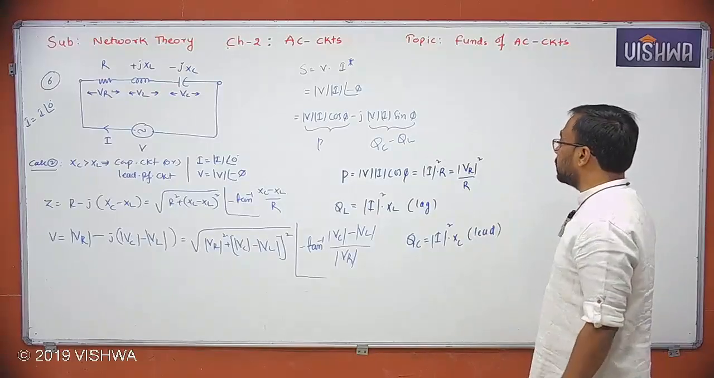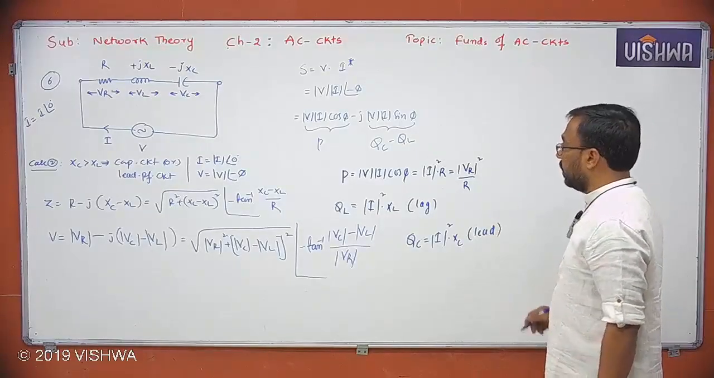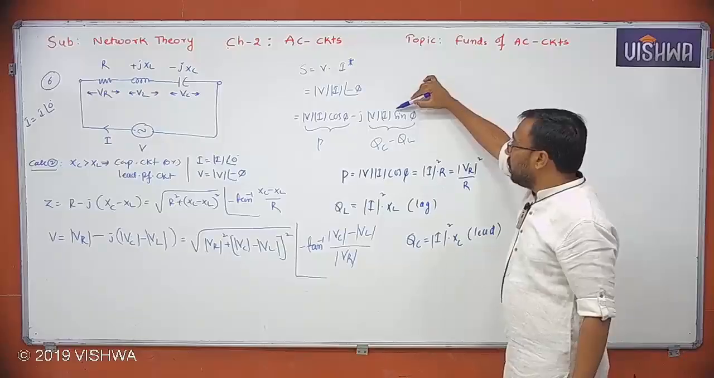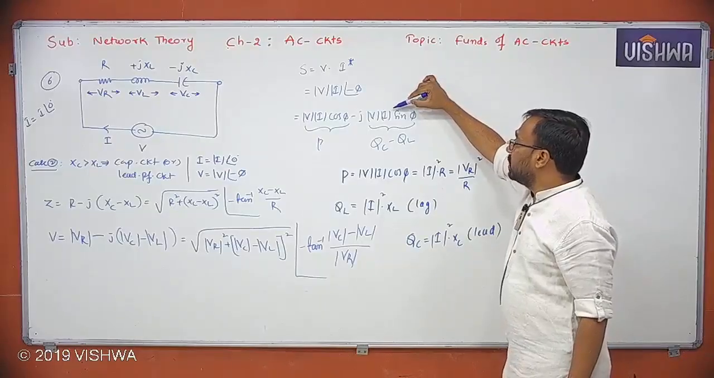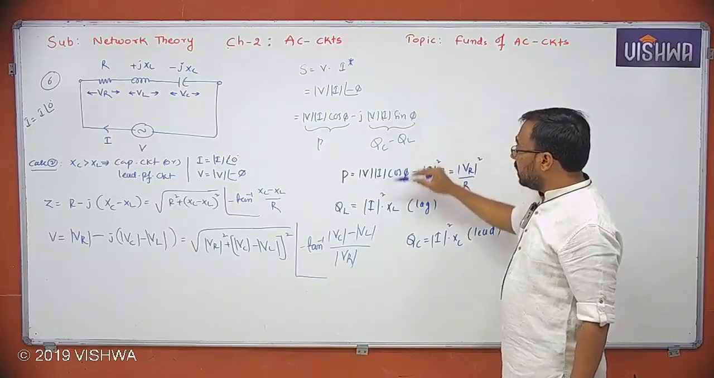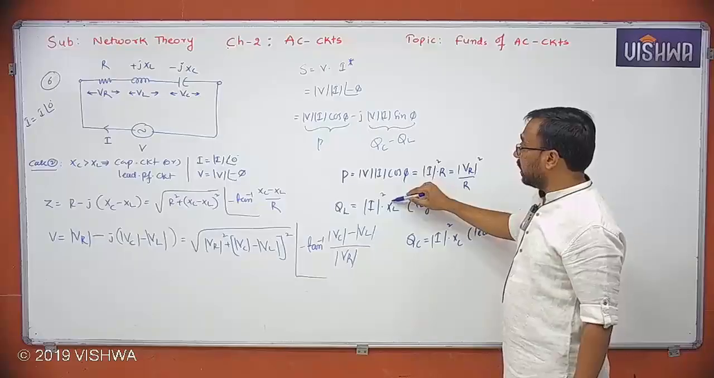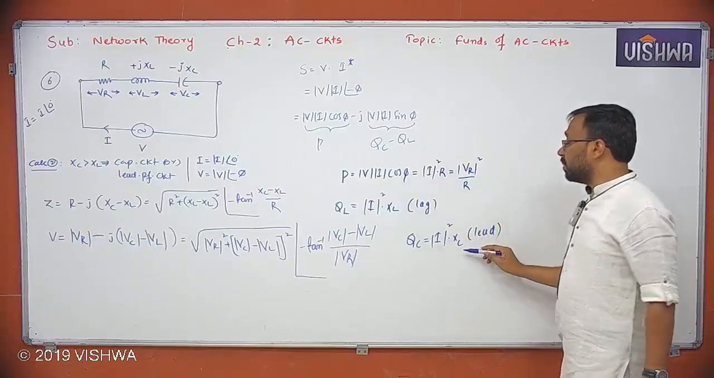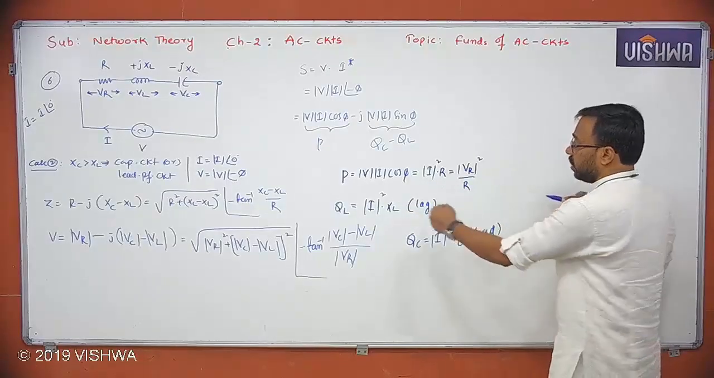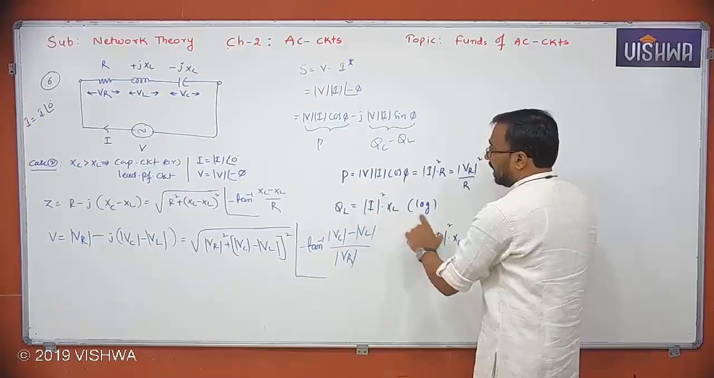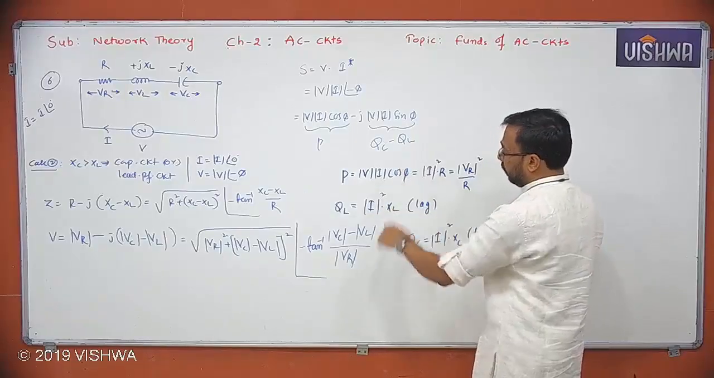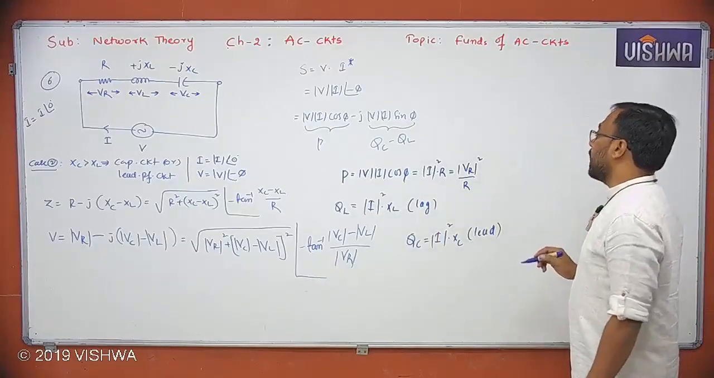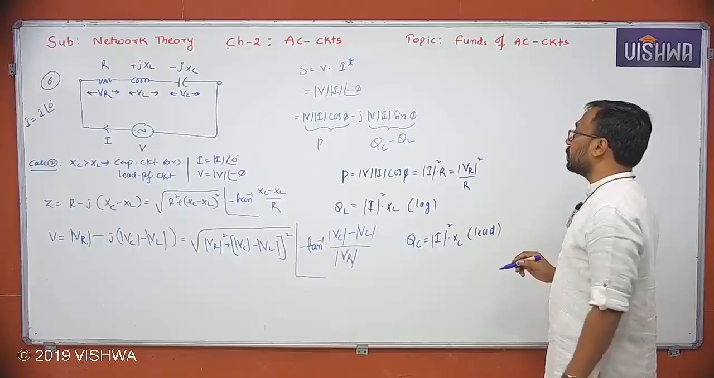But QC minus QL can be written as VI sin phi. This is the net reactive power supplied by the source. This is the net reactive power absorbed by the inductor. Net reactive power absorbed by the capacitor. So QC minus QL you are going to take now. That resultant you are going to get is the net reactive power.